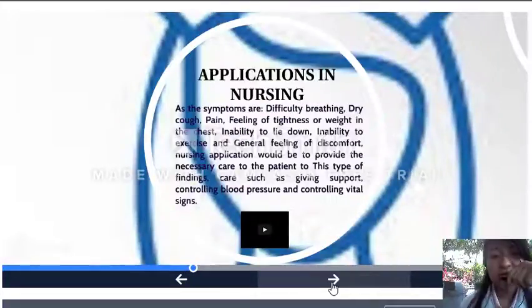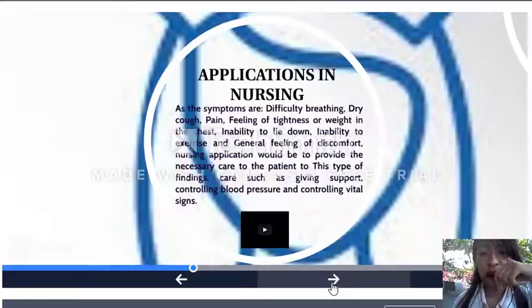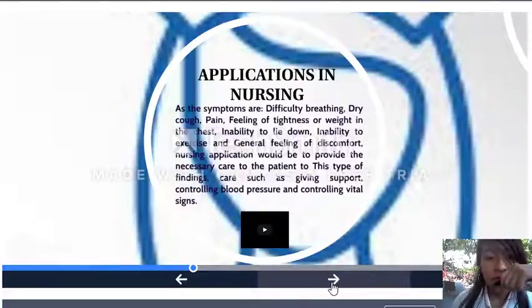Application in nursing. The symptoms are difficulty breathing, dry cough, pain, feeling of tightness or weight in the chest, inability to lie down, inability to exercise, and a general feeling of discomfort. Nursing application will be to provide the necessary care to the patient for this type of symptoms, such as giving support, controlling blood pressure, and controlling vital signs.